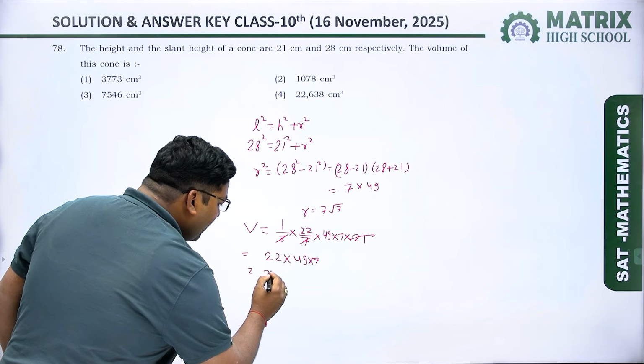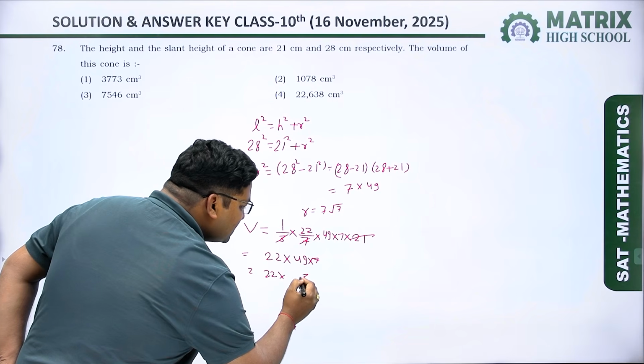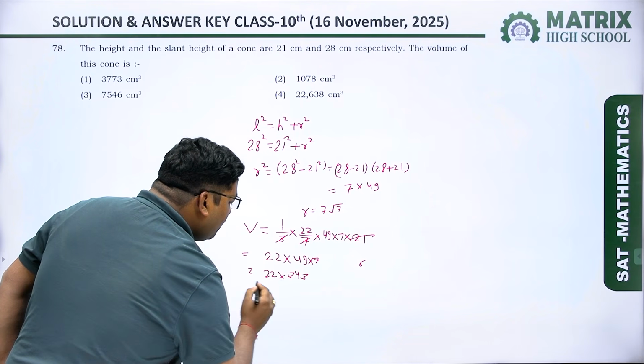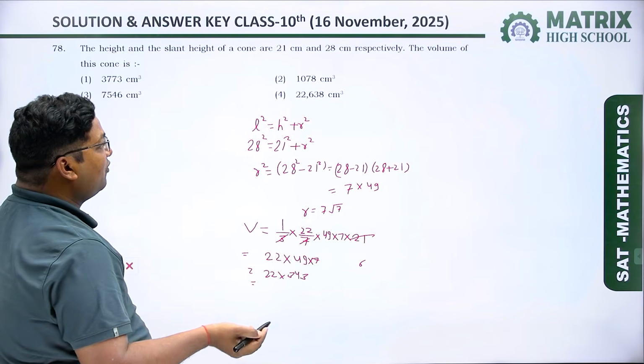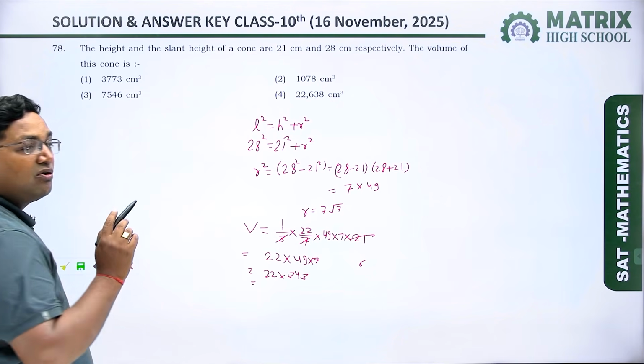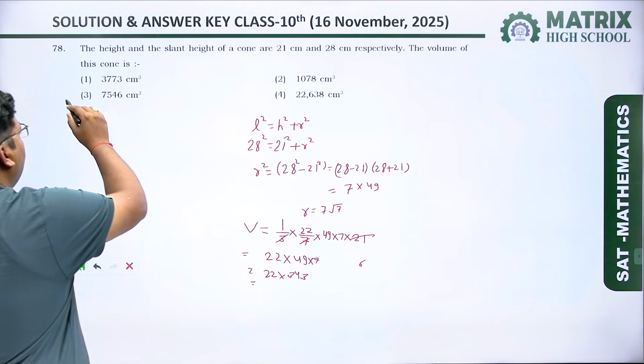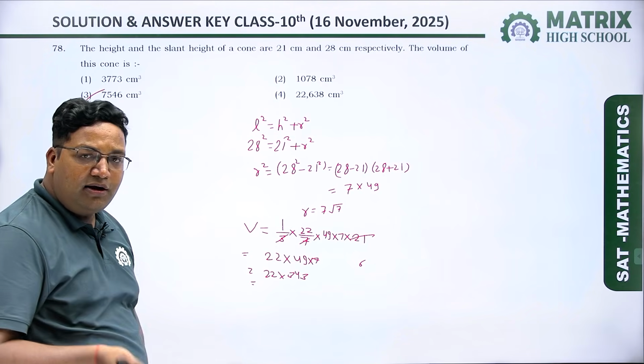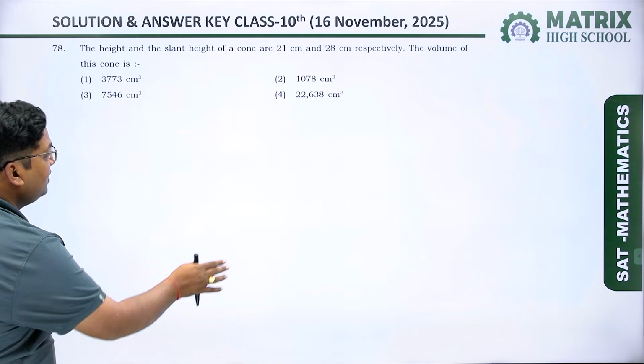So we will get 7 9s are 63, carry 6, 7 4s are 28, 28 plus 6 is 34. So our answer is 22 into 343, which is equal to 7546 centimeter cube. So our answer is 7546 centimeter cube. Now coming to the next question.